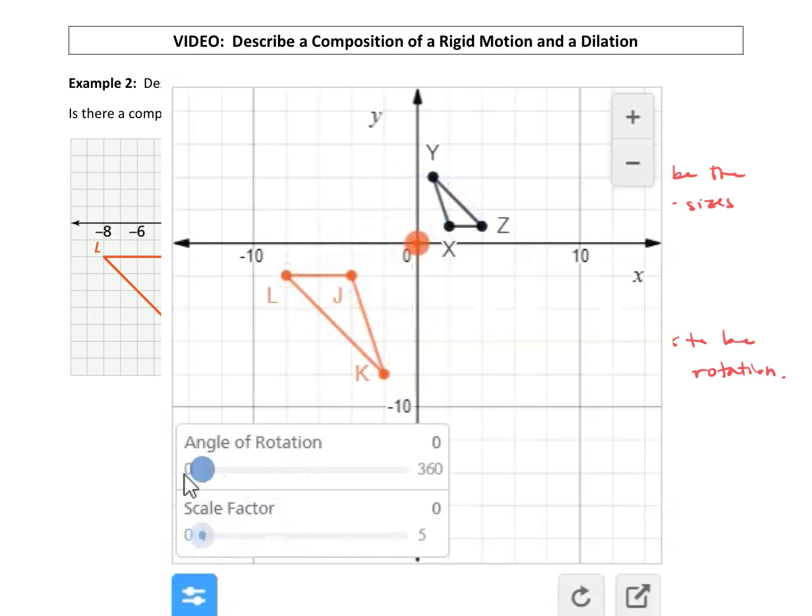So what if you had looked at this and said that you noticed the rotation first and the dilation second? If we rotate it 180 degrees first, and then after that we do a dilation with a scale factor of 2, where your center of dilation is the origin, you can see how it's getting bigger to map right onto the resulting image. So you could write this composition two different ways.